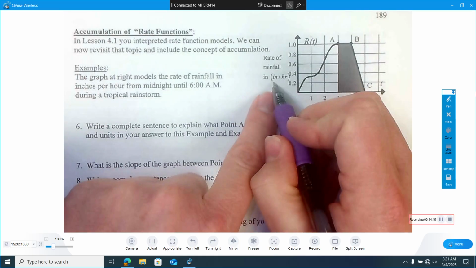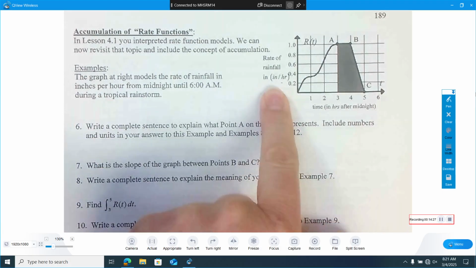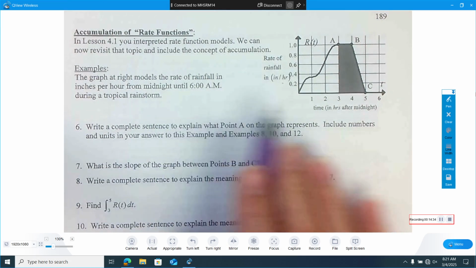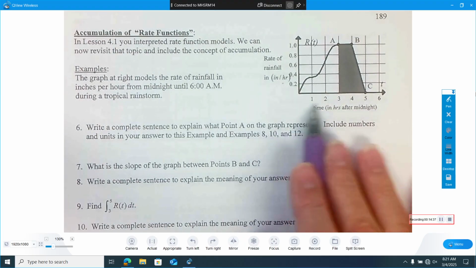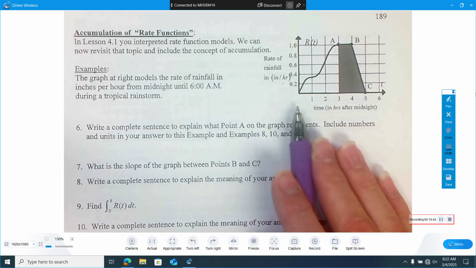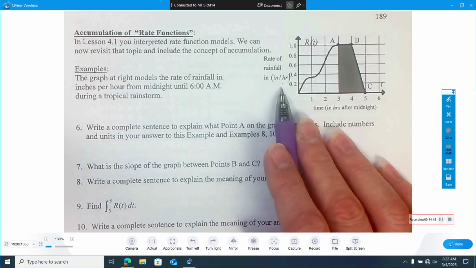You can look at the units here, inches per hour. That is like a slope. So when you're interpreting things now, you have to think, what am I looking at? Am I looking at an original function, or am I looking at a derivative? And here we are looking at a rate of change, a derivative, in inches per hour from midnight until 6 a.m. So this is time in hours after midnight. When you're given a graph, make sure that you really spend your time figuring everything out, looking carefully, reading those units.